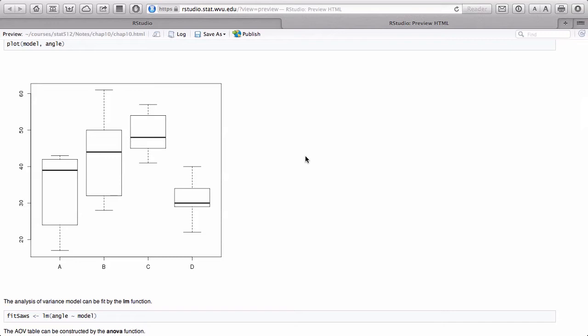But it does appear that maybe there are some differences. Now, what we're testing initially is the null hypothesis, which says that there's no difference: mu1 equals mu2 equals, and so forth. The alternative says there's some inequality, there's some difference. And what we're going to talk about in a little bit is, if we reject the null hypothesis, then which means are different? Is A different from B? Is A different from C? What's different? That's called a follow-up multiple comparison.